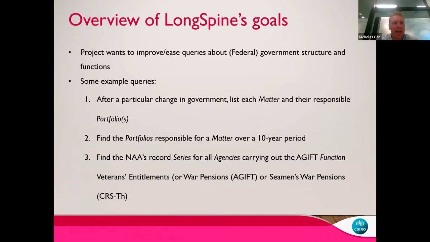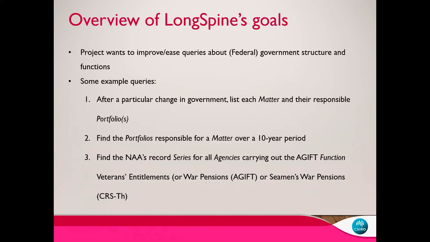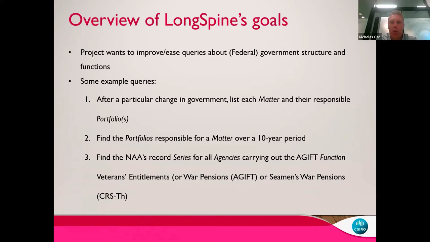A second query might be to find all the government portfolios responsible for a particular matter over a 10-year period. Again, this is entirely possible now, but it's very difficult, a lot of manual work. And another example query is to find the National Archives of Australia's record series for agencies carrying out the function veterans entitlements, which might also be called war pensions in a different vocabulary, or perhaps a narrower term, seamen's war pensions. There are different ways of referring to that same term, and we want to get all the results.